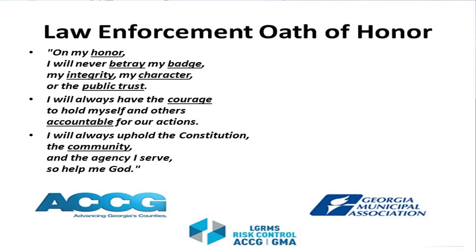On my honor, I will never betray my badge, my integrity, my character, or the public trust. I will always have the courage to hold myself and others accountable for my actions. I will always uphold the Constitution, the community, and the agency I serve, so help me God. Be willing to take that oath of honor and live by it.